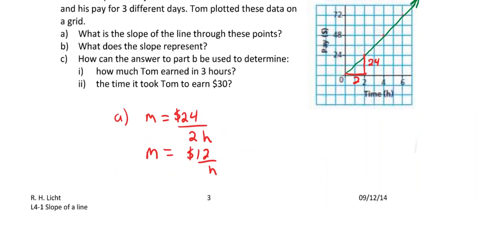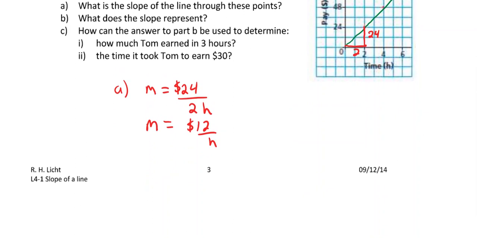Per every 1 hour. Okay, so how can the answer to part B be used to determine how much Tom earned in 3 hours? So what would we do there? Just use your common sense on this. Some of you guys are working, right? If you made $12 an hour and you worked for 3 hours, how much money did you make? 36, right? You went 12 times 3, because if I make $12 every hour, I multiply that by 3 hours, I'm going to make $36. That's under minimum wage.